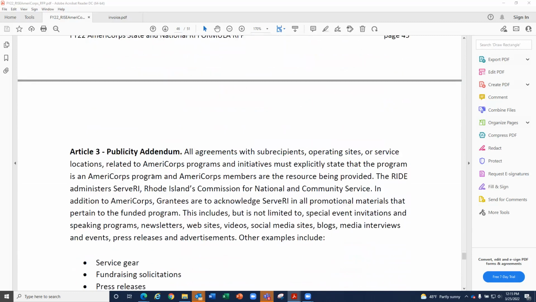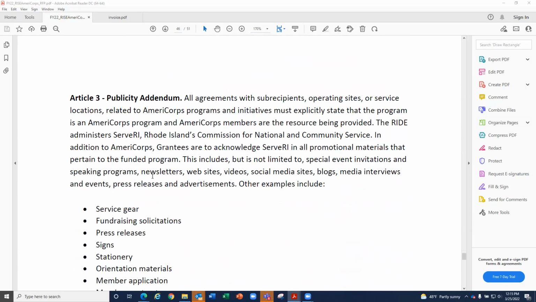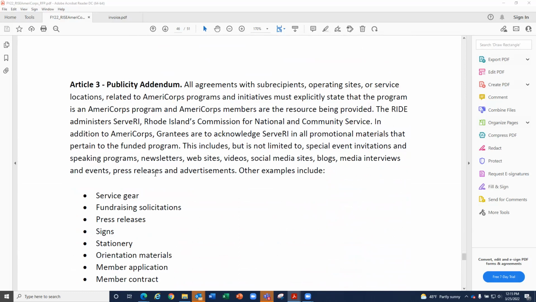information that we have. One is this expectation of publicity. So we are very explicit that the name Americorps and ServeRI should be used liberally in any press release, any official documents that you're using related to the program.